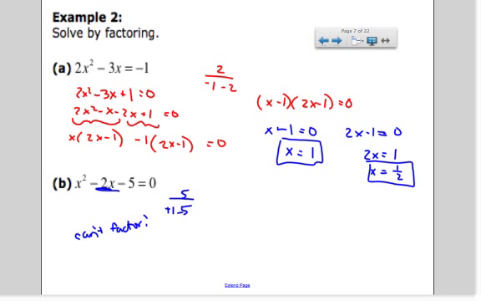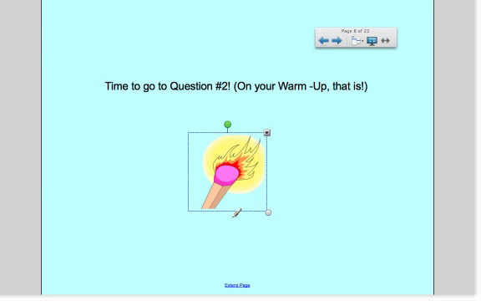But I know this thing has a y-intercept of negative 5. And I know it's going to go up, so eventually it should hit the x-axis since a is positive. But when does that happen? I can't find that. Well, that's where the next step comes in. So go to question number 2 on your warm-up and do the one with solve by factoring.